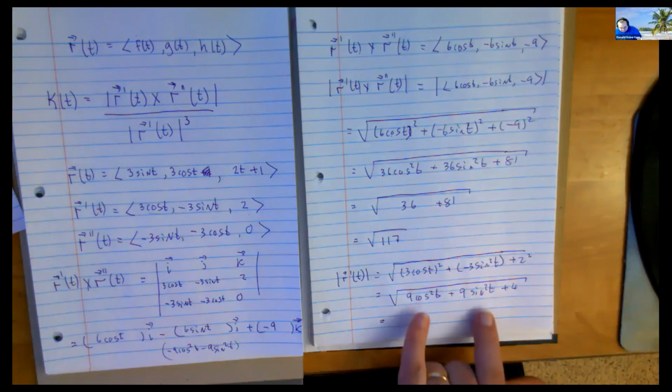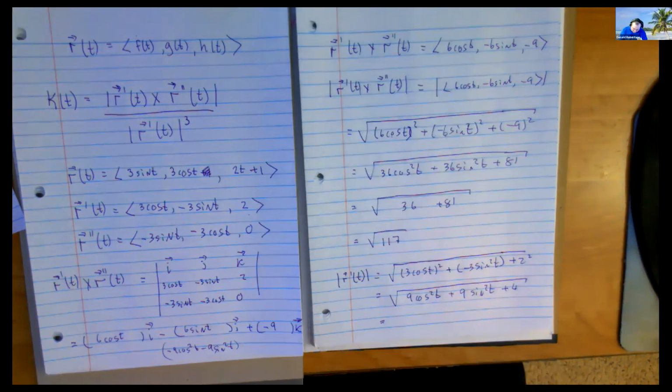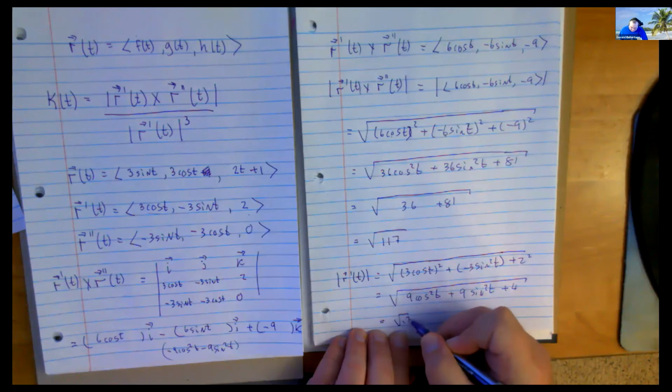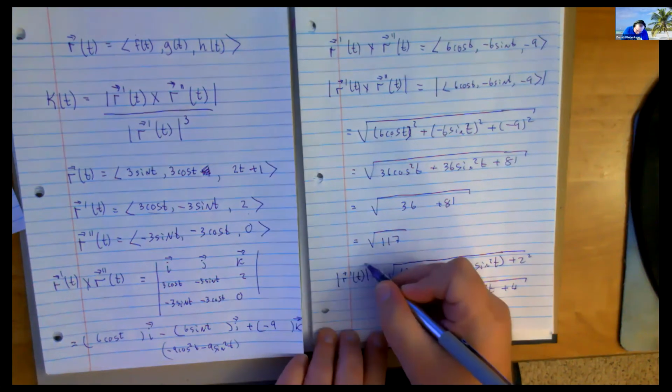Okay, what's 9 cos squared plus 9 sine squared going to get me? 9. See, it was faster. And 9 add 4 gets me 13. So I get the square root of 13, don't I? And so I don't have to rewrite a whole load of stuff. Can I stick a cube on that?